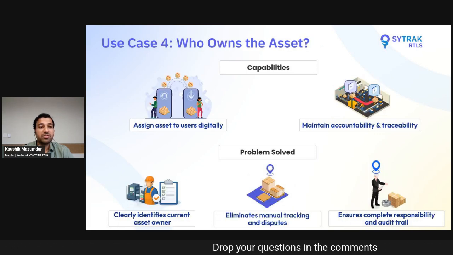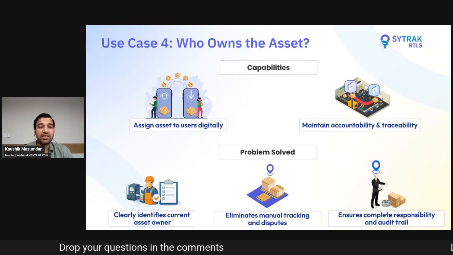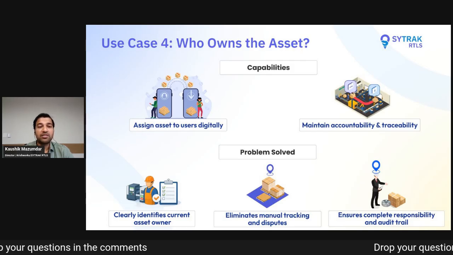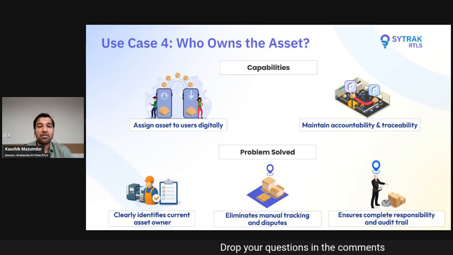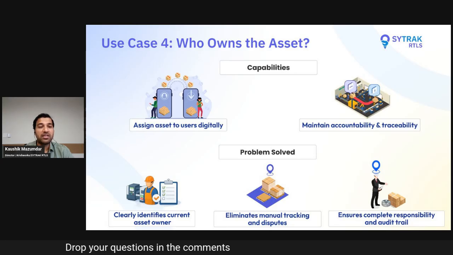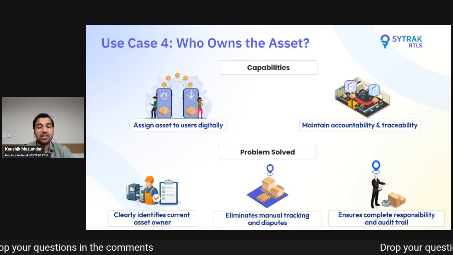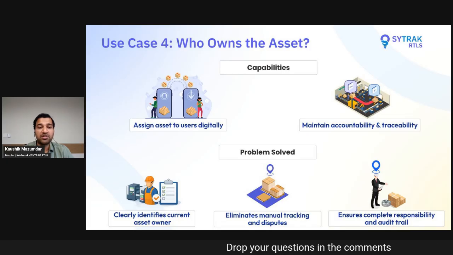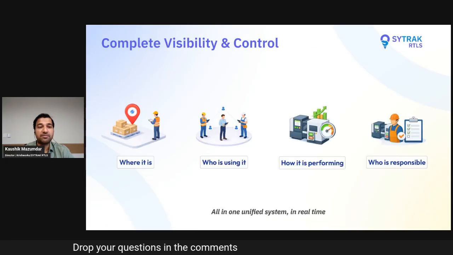The fourth is the ownership or accountability of the asset. We can assign assets digitally from one user to another and maintain accountability and traceability. The problems it solves are that it clearly identifies the current asset owner, eliminates manual tracking and disputes, and ensures complete responsibility and audit trails.